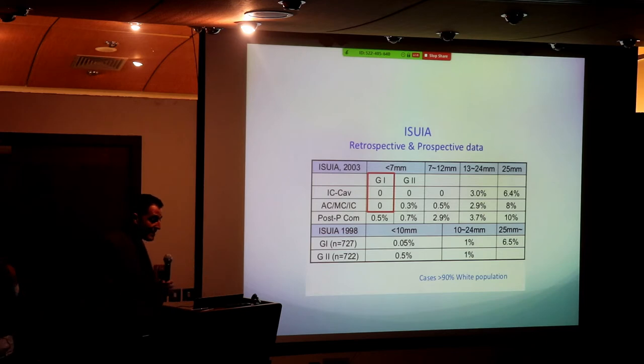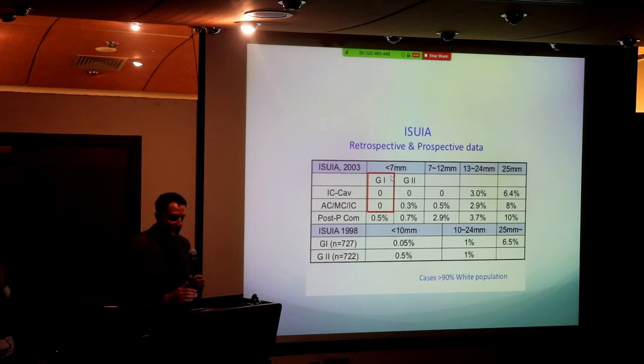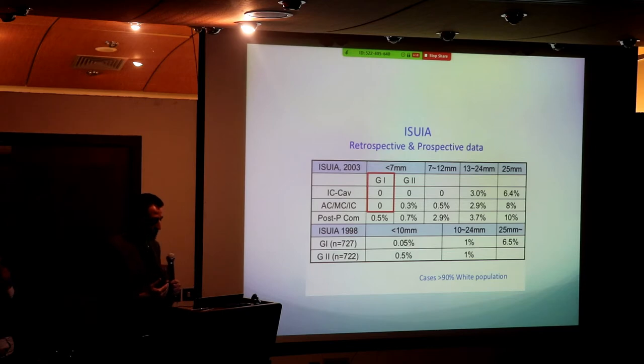Interestingly, when they did this study, there was group one and group two. Group one had no previous subarachnoid hemorrhage. If you have an aneurysm less than 7 millimeters in size, in the internal carotid artery, the middle cerebral artery, or the anterior communicating artery, the risk of rupture was near zero.